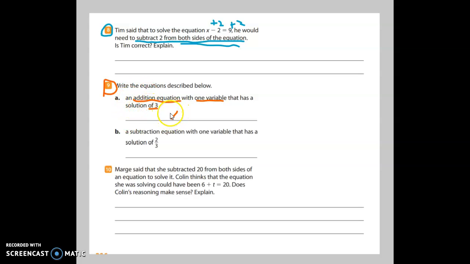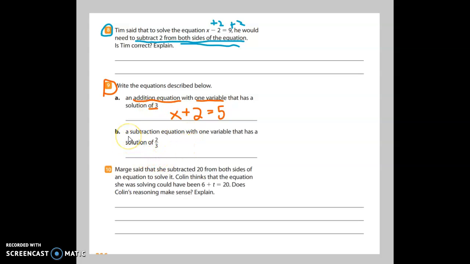So you could do something really simple like x. Remember, it's addition, so plus 2, and then we would go, what's 3? Because we're putting 3 here. Plus 2, 5. Simple enough. So an addition equation with one variable, we've got our one variable, it's addition, that has a solution of 3. So if I wanted to make sure this equaled 3, I would do the opposite of addition, which is subtraction. So 2 minus 2 is 0. 5 minus 2 would be 3. Okay, it has a solution of 3.